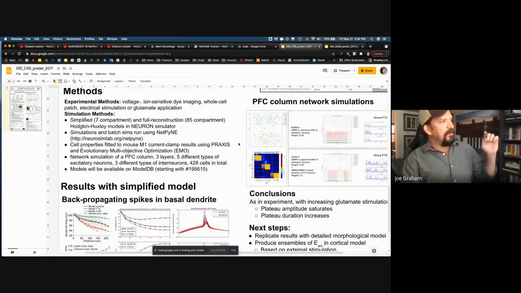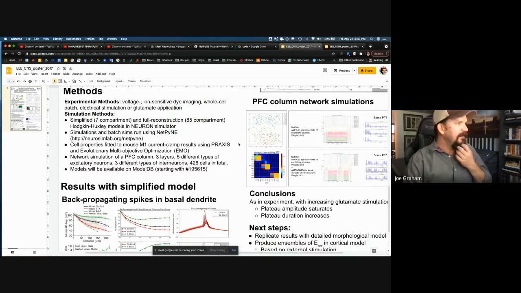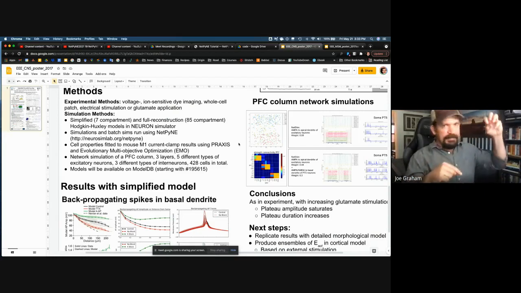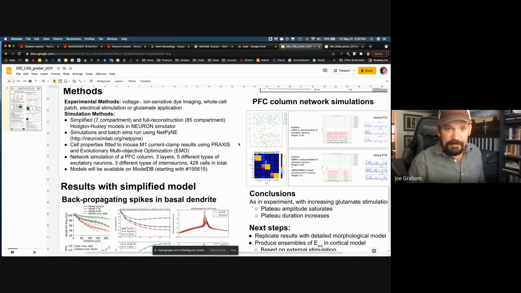And so, yeah, Surgeon Antic at UConn, University of Connecticut, is an experimentalist who uses voltage and ion-sensitive dye imaging. That was the word I was looking for. And at the same time, he does a whole cell patch onto those neurons, and he can uncage glutamate wherever he wants experimentally.